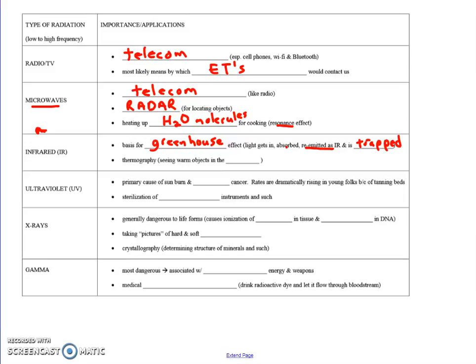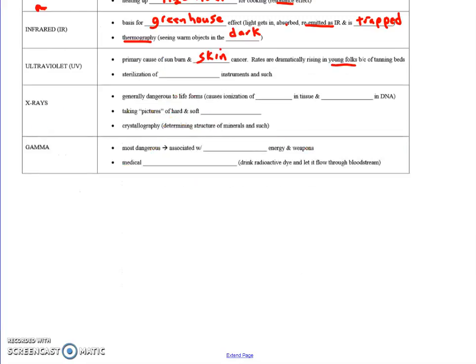Another thing we can look at is the thermography we saw, the ability to see warm objects in the dark, because we're all glowing in infrared. In fact, infrared is what you feel as heat very often from a source. Ultraviolet is the primary cause of sunburn and skin cancer. This used to be an old person's disease, but we're seeing dramatic rises in young folks, you guys, or 20-somethings, because of the prevalence of tanning beds. We're starting to see more regulation of that industry, but it's still a big deal in many parts of the country. Ultraviolet also has a nice use in sterilization of medical instruments.